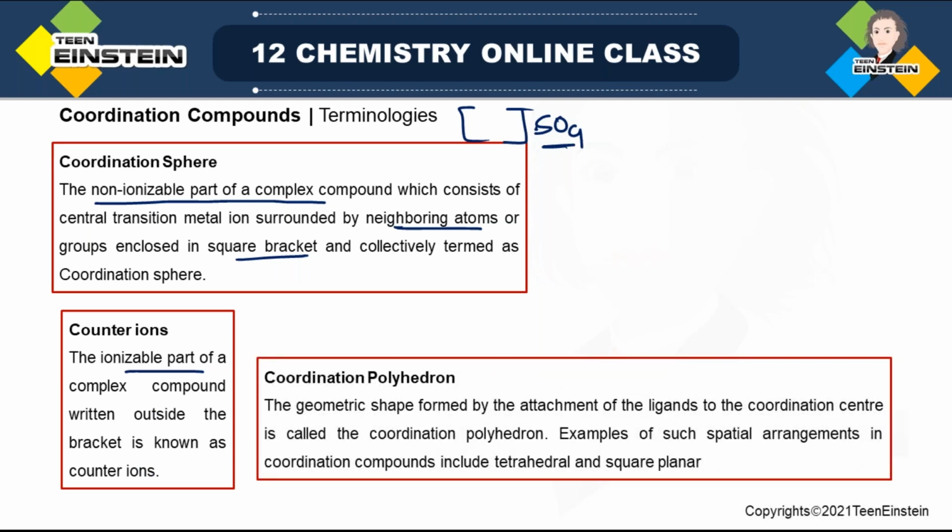Fine. Next term, coordination polyhedra. It is actually the geometric shape formed by the attachment of the ligands to the coordination center. So suppose if there are 6 atoms or ligands, it is having octahedral arrangement. If it is 4, that is a special arrangement. If it is 4, it may be square planar or it may be tetrahedral. Both are possible.